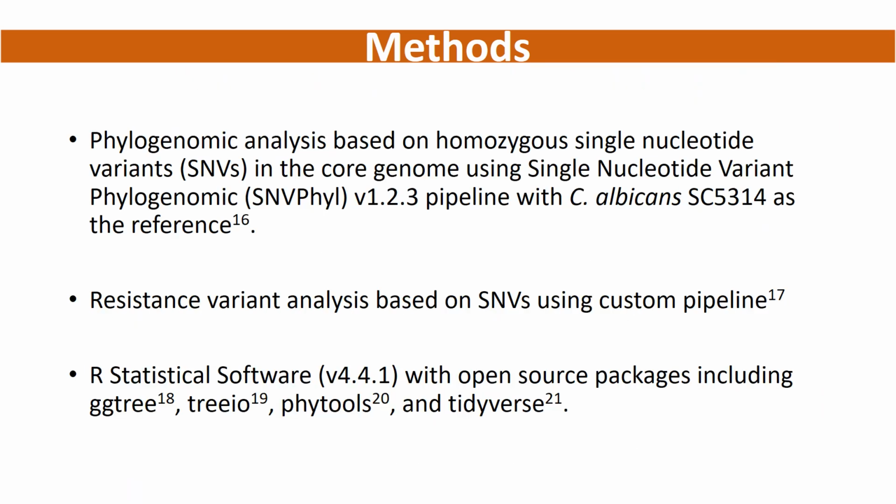Once the whole genome sequencing data was produced, phylogenomic analysis was completed based on homozygous single nucleotide variants, otherwise known as SNVs, in the core genome using the SNVPhyl pipeline version 1.2.3 with C. albicans SC5314 as the reference. Resistance variant analysis based on SNVs was completed using a custom pipeline by Anna from Université Laval in Quebec. And R statistical software with open source packages was used for annotation and visualization of the phylogenomic tree.